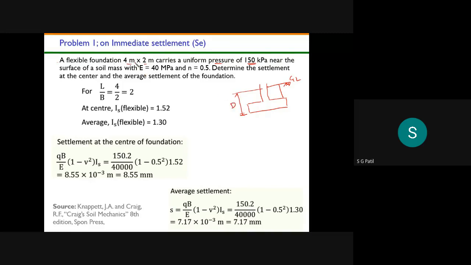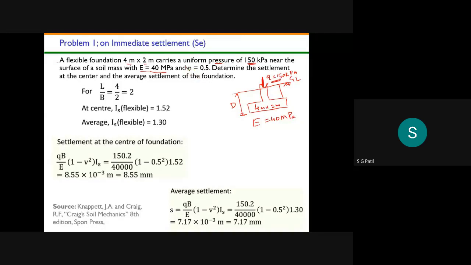What is the size of footing? 4 meter by 2 meter is your foundation size. And what is the load applied here? 150 kilopascal. So your Q is equal to 150 kilopascal, near the surface of soil mass. What is Young's modulus they have given? Young's modulus of soil is 40 MPa.